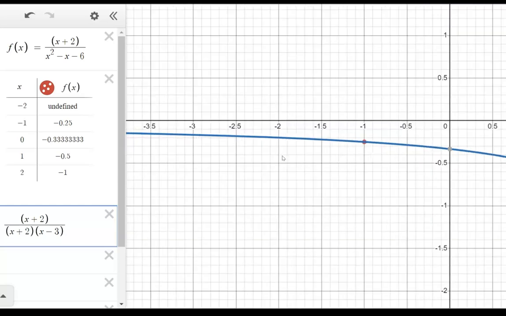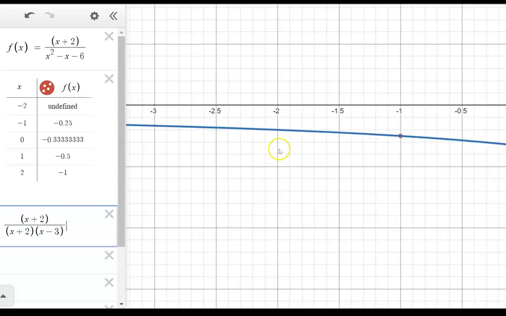Now I'm going to zoom in a little bit, and I'm going to put my cursor right at x equal to minus 2 and find that point, and it should give me an undefined value. And that is true. It is undefined when x is negative 2. However, the limit is negative 1 over 5, which is negative 0.2, which is right there. And that's how we are getting the limit.